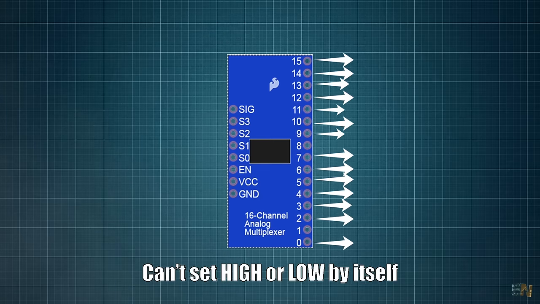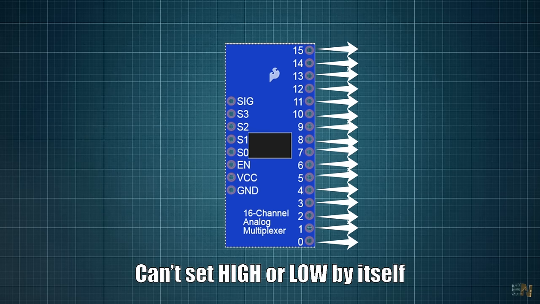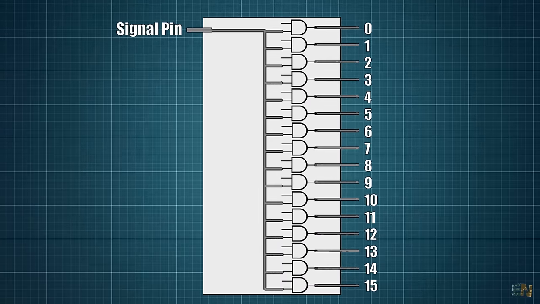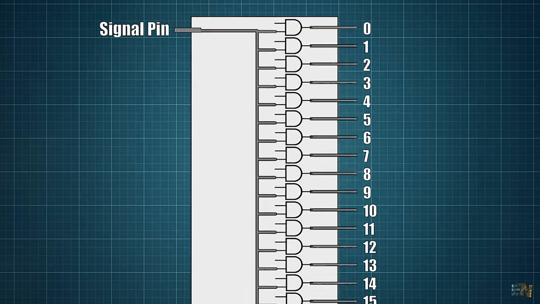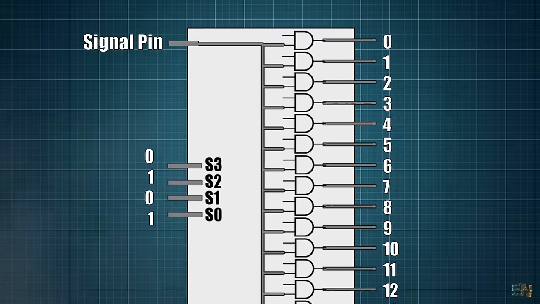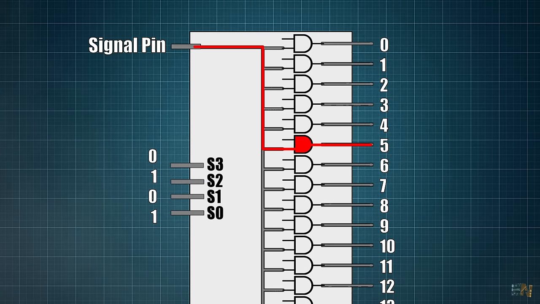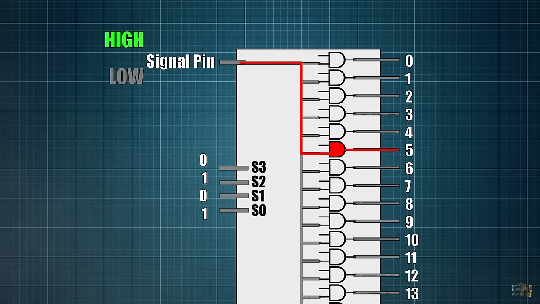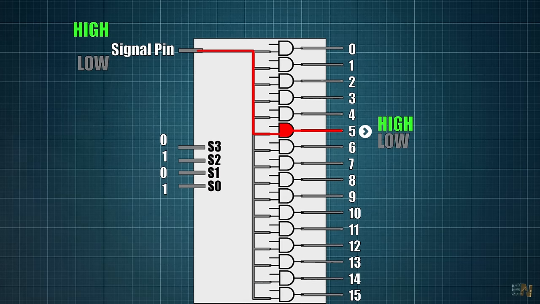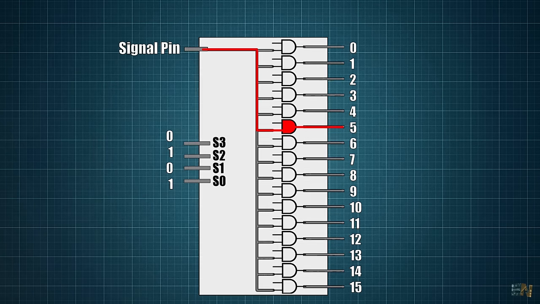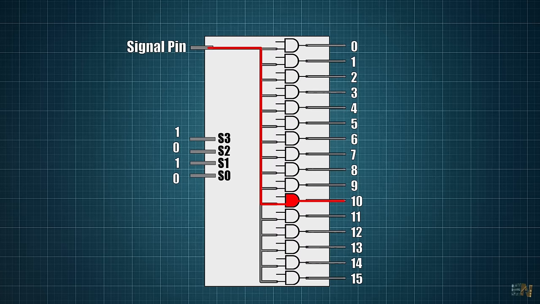So let me explain. The MUX module can't control the value of each output by itself. It only makes a connection between the signal pin and one of the 16 outputs or inputs. So let's say that you want to set high the output 5. You send a 0101 to those control pins, and that will make a connection between the signal pin and the 6th output. Now you place the signal pin to high or low, and that will also set the 6th output to high or low. So the value is given by the signal pin and not by the MUX, which only selects on which output that signal will be placed.